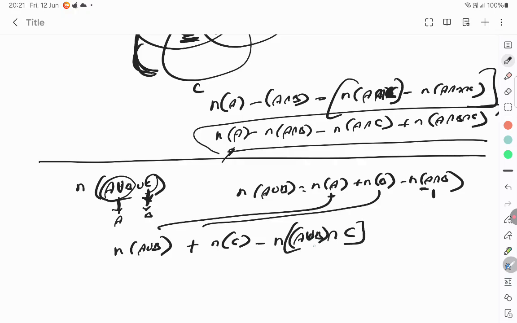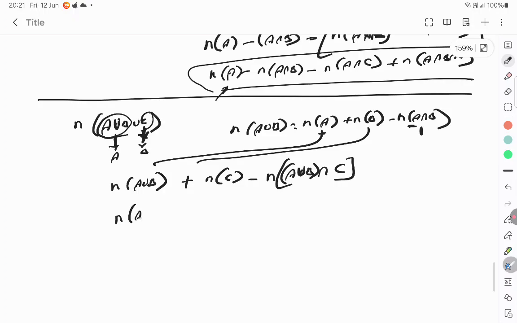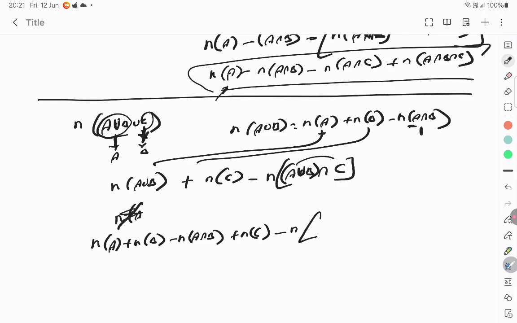This is like a distributive property that we are going to use. N of A union B itself is n of A plus n of B minus n of A intersection B, plus n of C. And this, I'm going to use distributive property, where I'm going to distribute it as A intersection C union B intersection C.